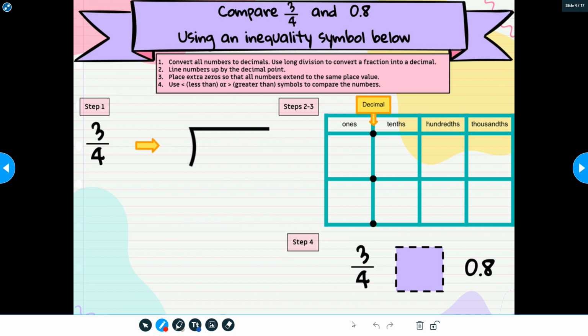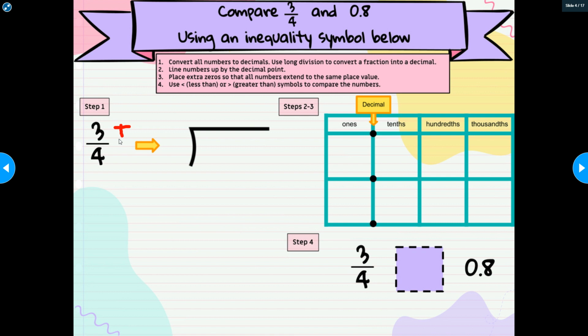So our first step is to convert all numbers to decimals. So that means we're going to use long division to convert this fraction into a decimal. So please make sure you write this division on your paper. Okay, so our first step is we are going to use that strategy inside, outside. So that means 3 is going to be our dividend and 4 is going to be our divisor.